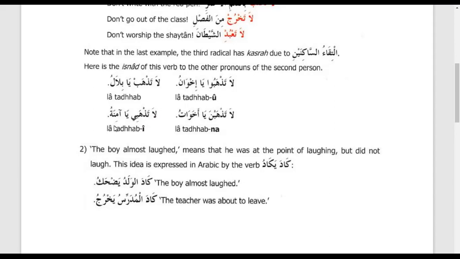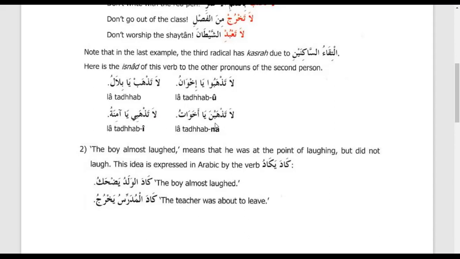And for the singular feminine, it is تذهبين. For example, يا فاطمة يا آمنة. And when we say لا, it will be لا تذهبي يا آمنة. So what happened? The noon was dropped as well.